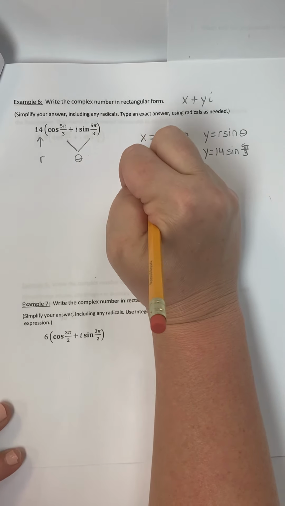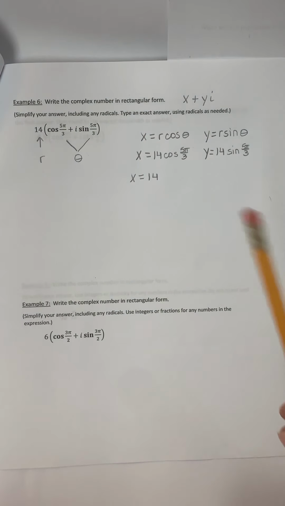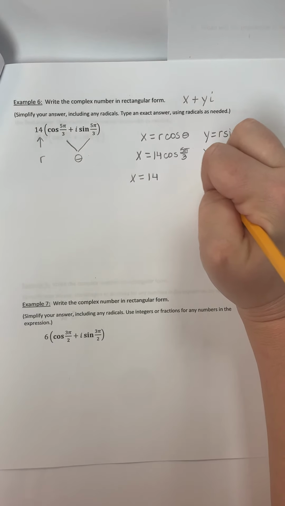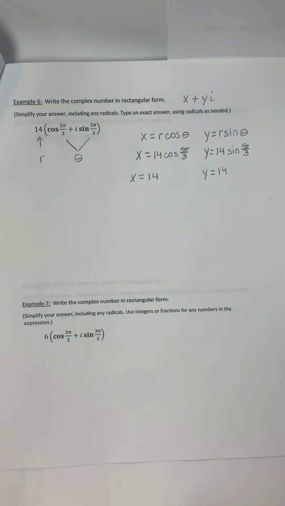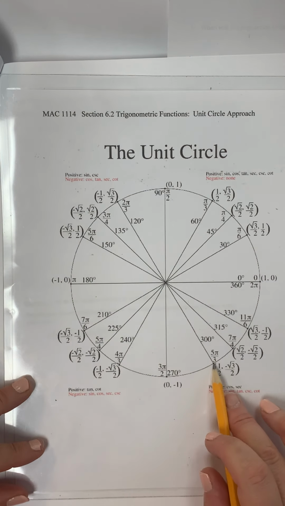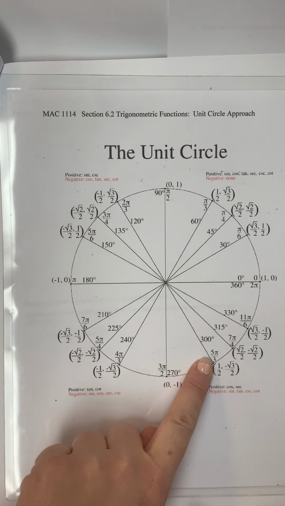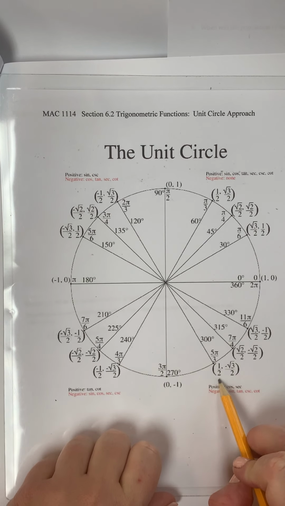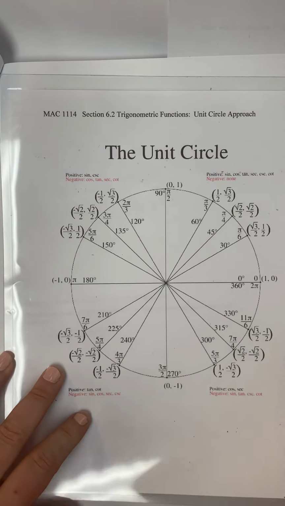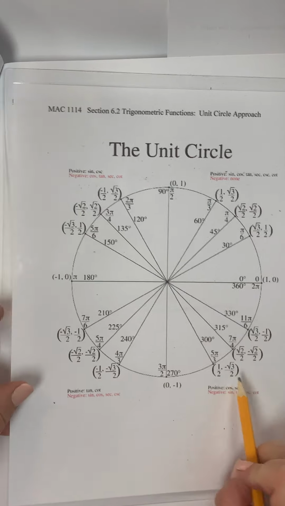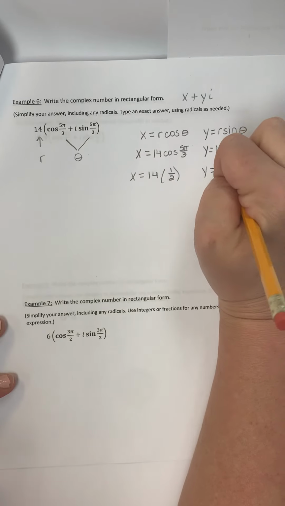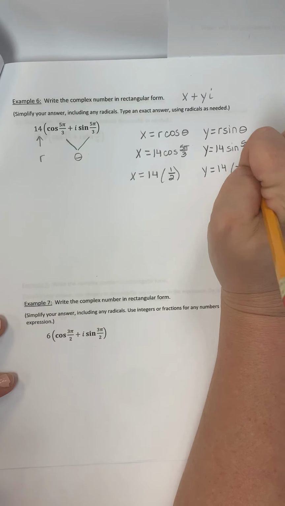So when we go to our unit circle, we find 5 pi over 3, and we want to be able to put that value in for cosine and for sine. So here's my unit circle. I look for 5 pi over 3, and here he is. He's down here. He's equivalent to 300 degrees. Here's my cosine. Here's my sine. So cosine is 1/2. Sine is negative root of 3 over 2.